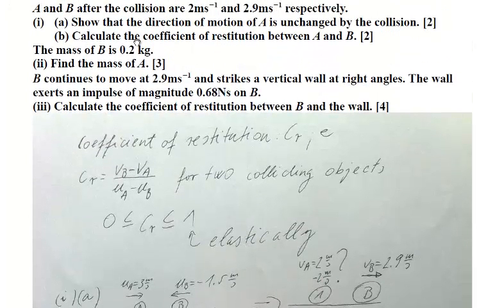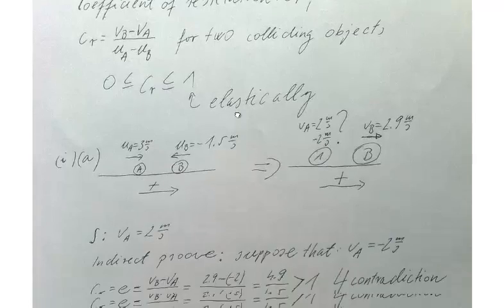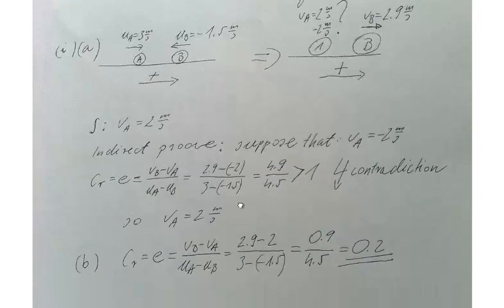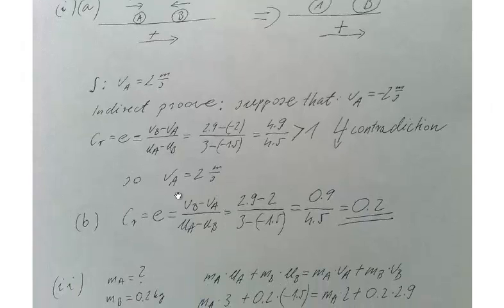Part B. Calculate the coefficient of restitution between A and B. So we can apply this formula, and now we know that VA is equal to 2. After substitution we get that it's 0.2.